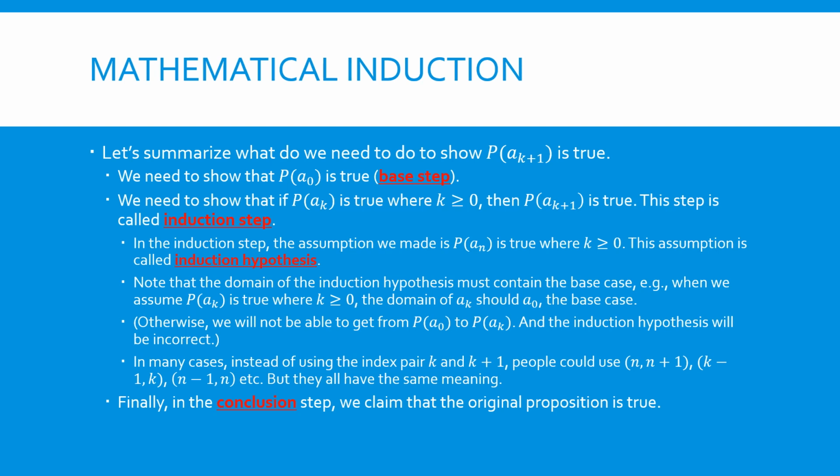Note that in some cases, they would assume P(An) and prove P(A(n+1)), or assume P(A(k-1)) and prove P(Ak), and so on. The differences in the indexes do not matter, as long as the induction hypothesis covers the base case. At last, we will need to conclude what we have done and claim that the original statement is correct.